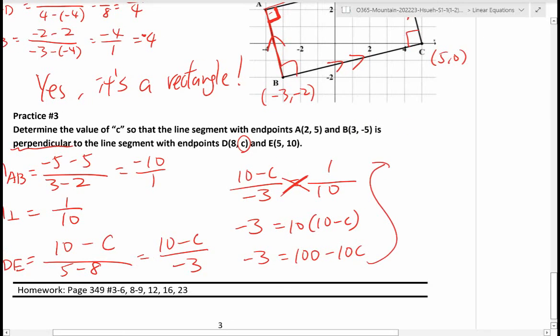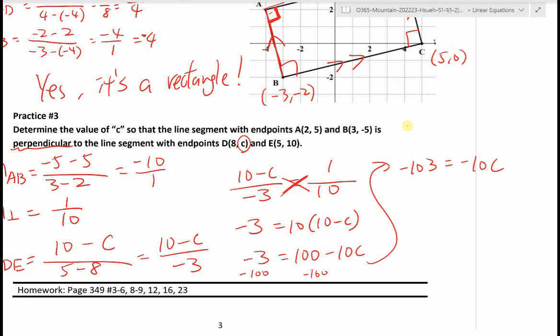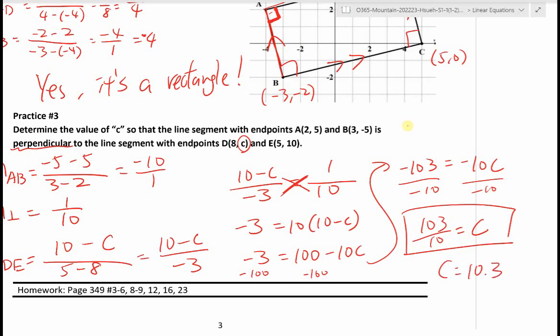Now we can solve for C by moving the 100 to the left. So subtracting 100 on both sides, you get negative 103 equals negative 10C. Now to solve for C, you simply divide both sides by negative 10, so you get 103 over 10 equals C. Dividing by 10 is easy, so C is equal to 10.3. So that is the y-coordinate for point D.